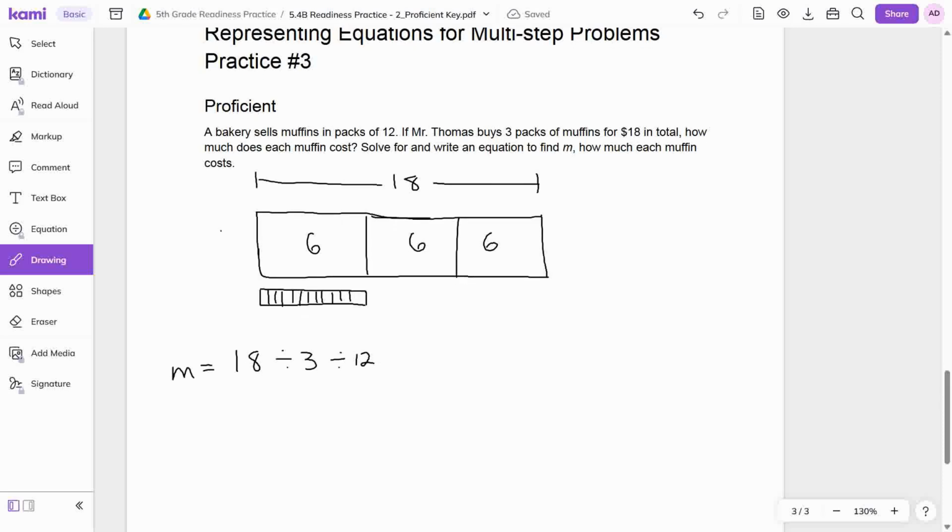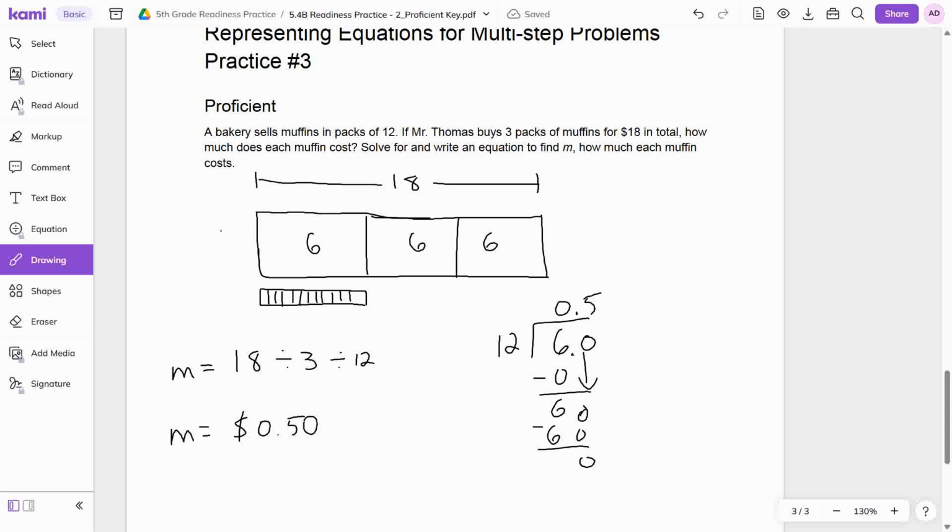So 18 divided by 3 is 6. So I've got 6 divided by 12. Well, that's not going to be a whole number. So 12 goes into 6 0 times. But I can add a decimal and bring that down. 12 goes into 60 5 times. And so it's 0.5. If I want to bring that into dollars and cents, that's 50 cents.